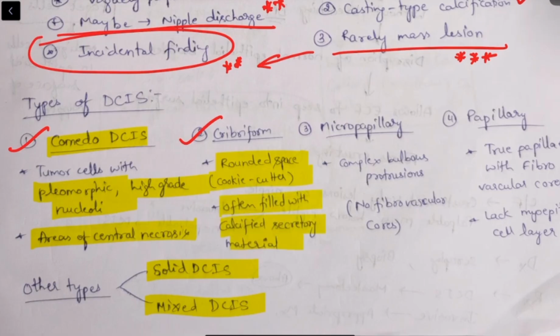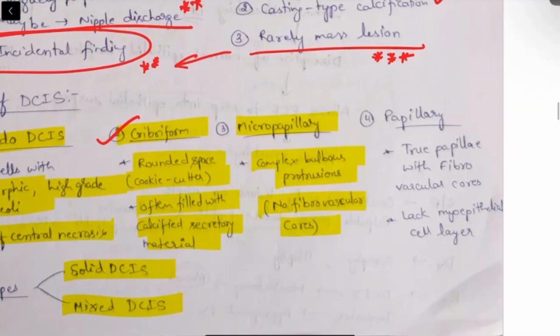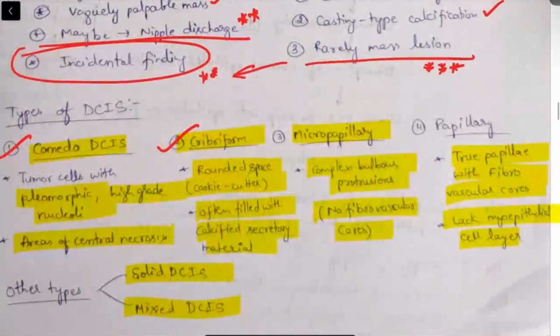Okay, again this is all about extensive pathology, just remember the types. Okay, cribriform ductal carcinoma in situ. There is one more type called micropapillary, in which there are complex bulbous protrusions and there is no fibrovascular core, unlike papillary. In papillary there is a fibrovascular core and a lack of myoepithelial cell layer. Okay, so these are the four types of ductal carcinoma in situ.